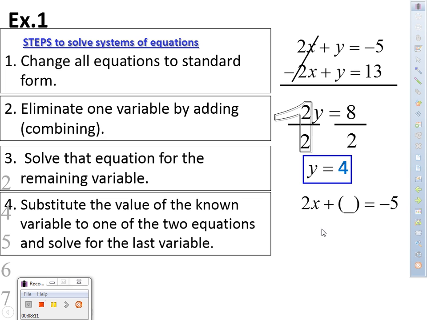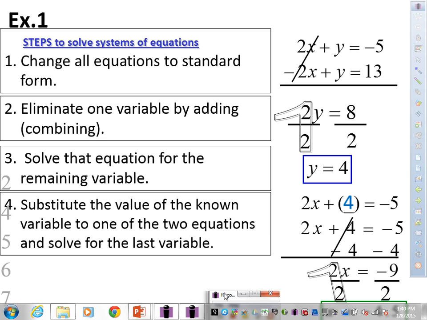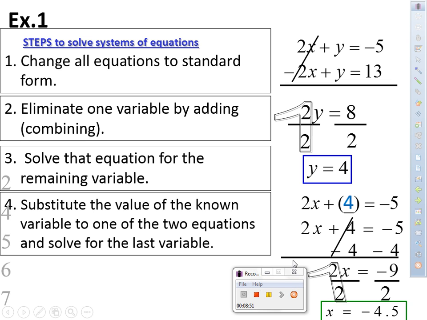So if we solve for x, let's see. 2x plus 4 equals -5. Subtract 4 from each side. This cancels. We're left with 2x equals -9. What's my last step? Divide by 2, divide by 2. Therefore, x equals -4.5. Everybody following? Pretty simple, right?